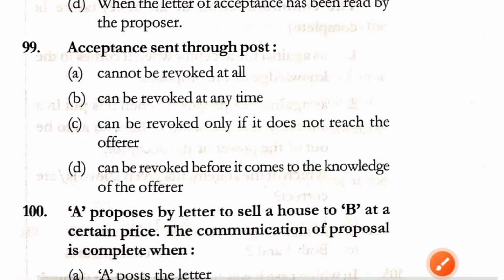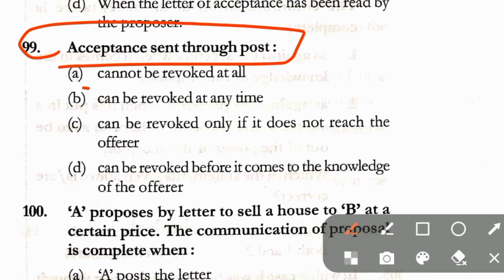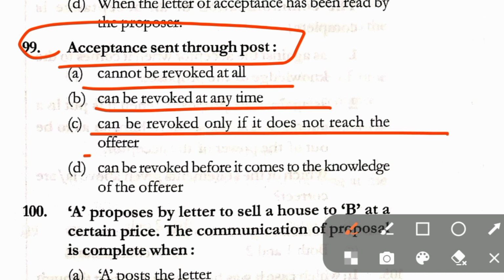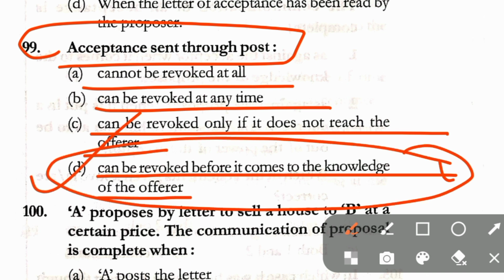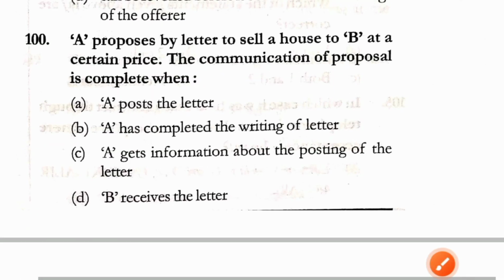Question number 99. Acceptance is sent through post. Option A, cannot be revoked at all; B, can be revoked at any time; C, can be revoked only if it does not reach the offeror; and D, can be revoked before it comes to the knowledge of the offeror. Here in question number 99, the correct answer is option D, that is, it can be revoked before it comes to the knowledge of the offeror.